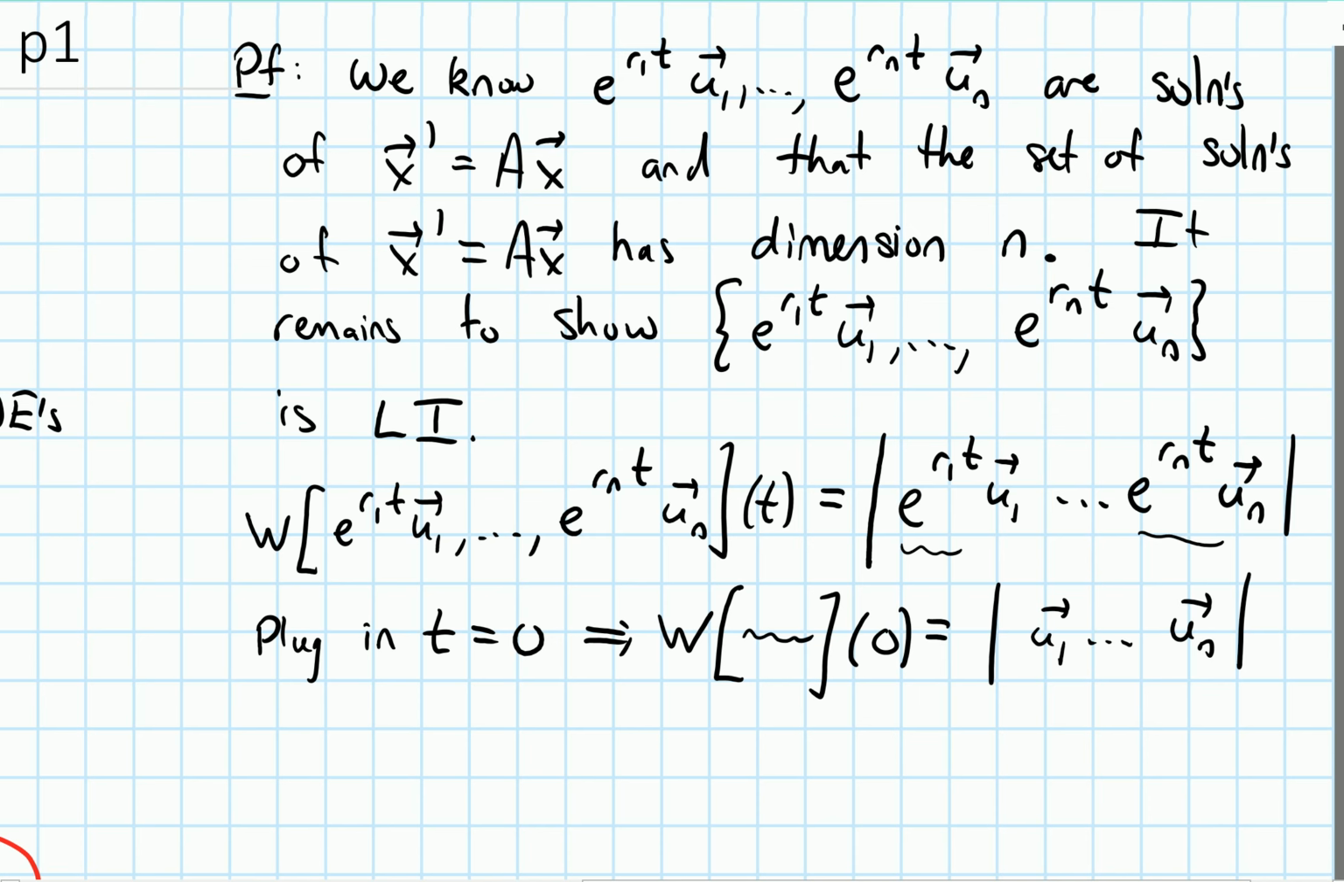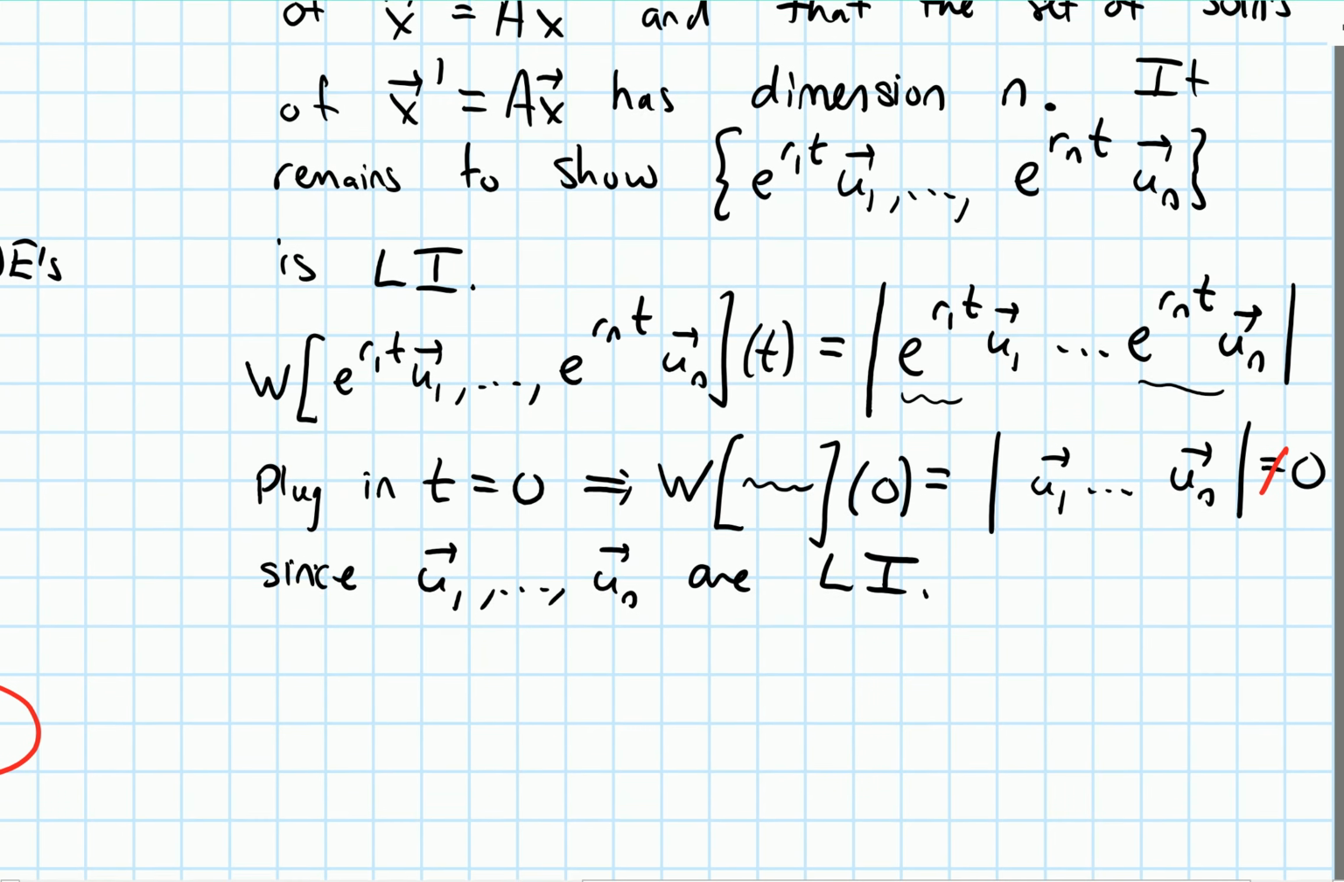But the given portion of this theorem said that we were assuming that the eigenvectors u1 up to un were linearly independent. So this determinant is not equal to 0, since u1 up to un are linearly independent. We were assuming that we were in the situation where our n eigenvectors were linearly independent.